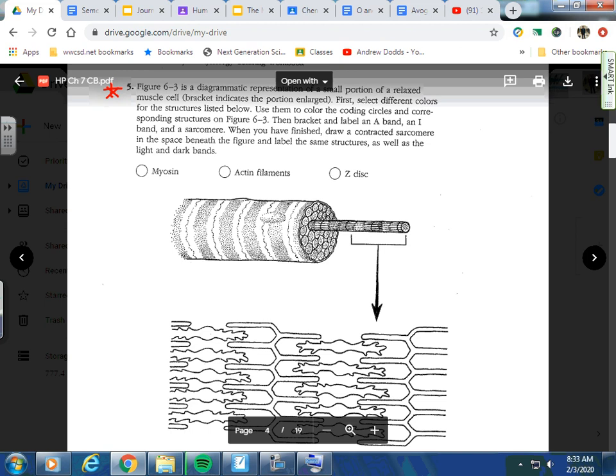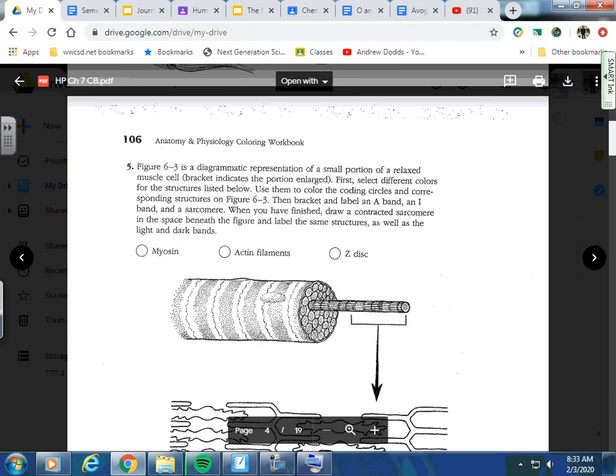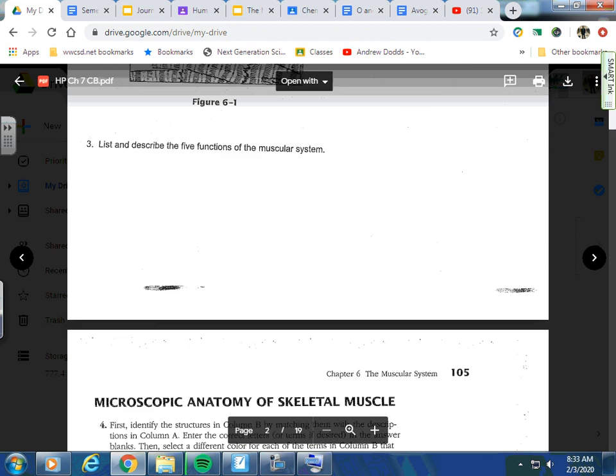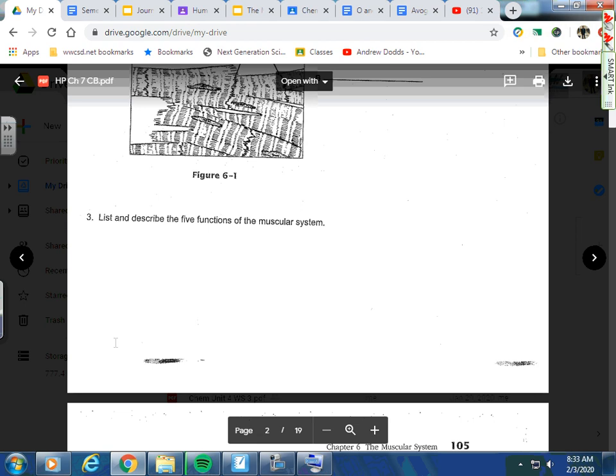Okay, so on here, what I just told you is for the quiz tomorrow, you need to know number 5 here. All that labeling, which we did go over our answers on the last video. Not sure if I posted that yet. And the other one we did so far was you should also be able to list and describe the 5 functions of the muscular system. So just those 2 things for your quiz tomorrow so far.